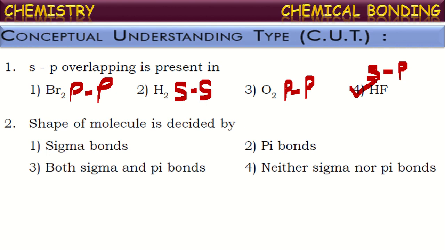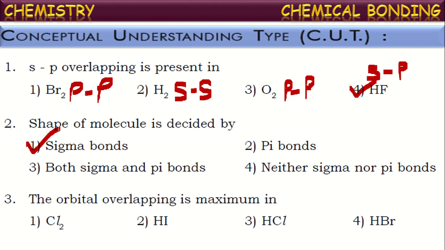Okay, next one. Shape of a molecule is decided by. The geometry of a molecule is decided only by the sigma bonds present around the central atom. Sigma bonds decide the shape or geometry of a molecule. Pi bonds have no influence on that. The number of bonds between any two atoms is considered as single while predicting the shape. So sigma bonds decide the shape of the molecule.